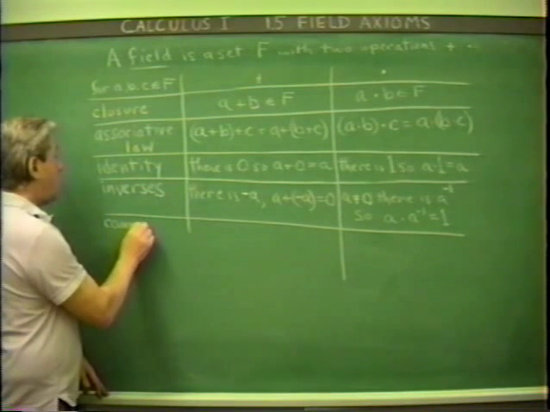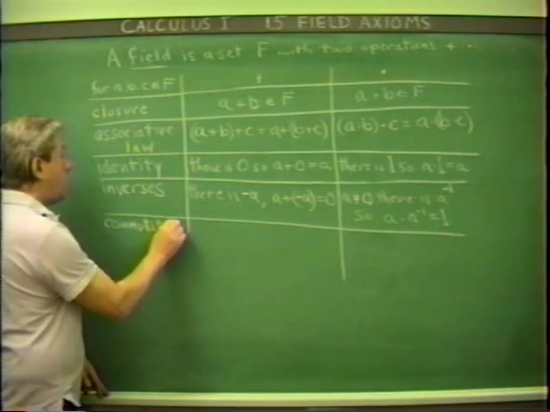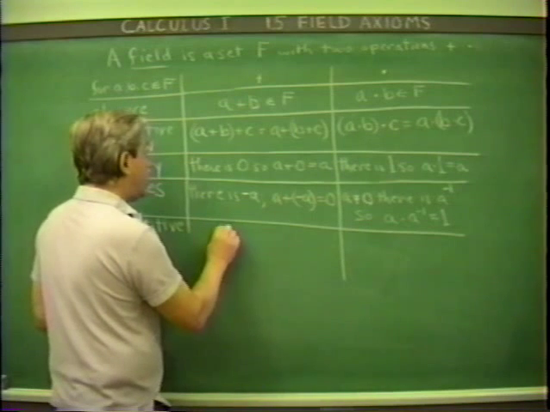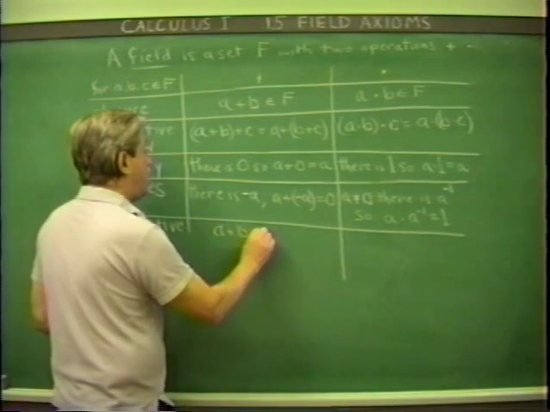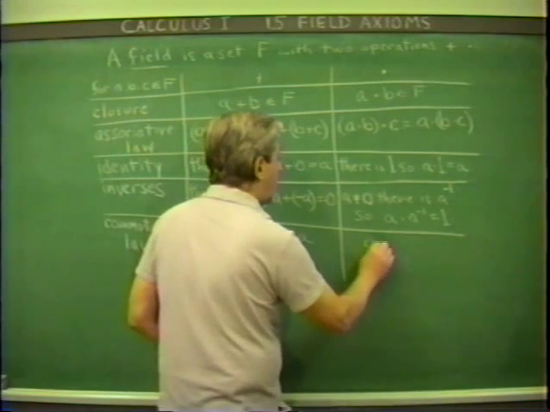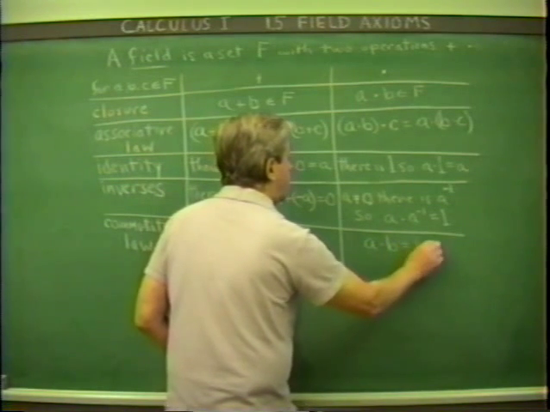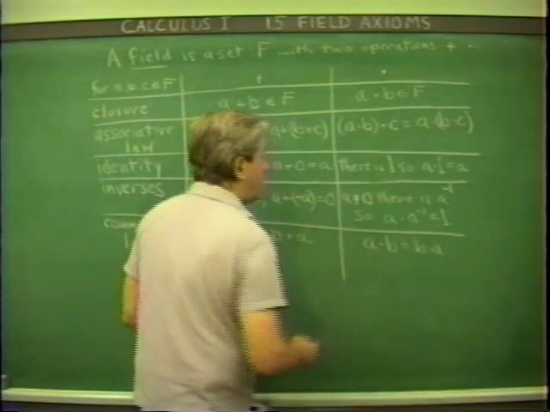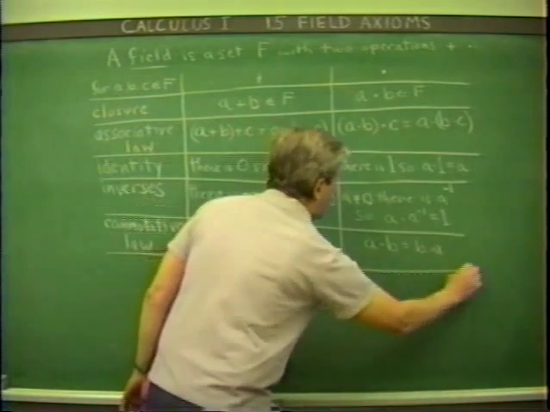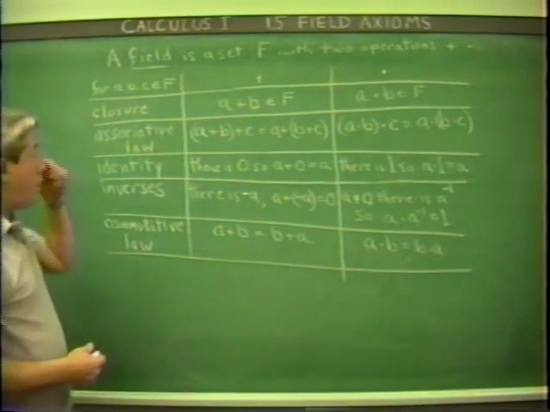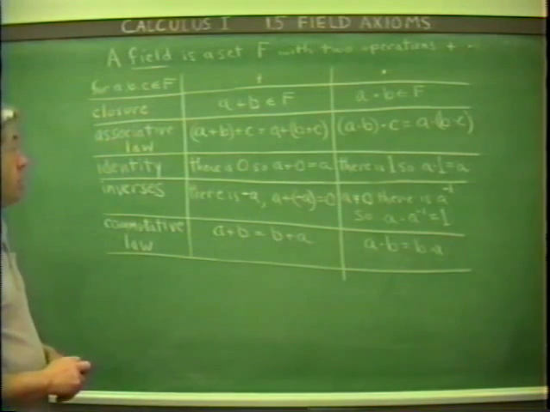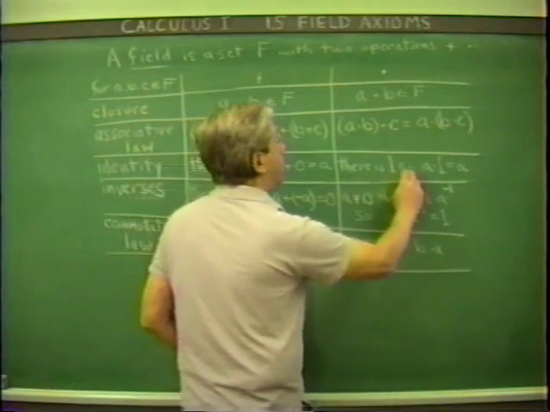We have also what's called the commutative law. That's to say, for addition, A plus B is always equal to B plus A. And for multiplication, A times B is equal to B times A. So here what we have are 10 rules, 5 for addition and 5 similar ones for multiplication.